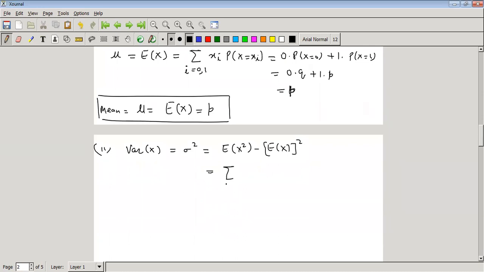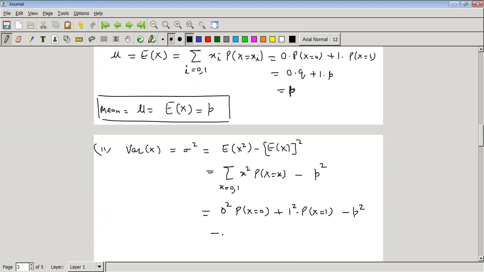So summation x equal to 0, 1 of x square into probability of x equal to x, minus, we have already calculated that the expectation of x is p, so the square of expectation of x is p square. Now when we put x equal to 0, we get 0 square into probability of x equal to 0, plus 1 square into probability of x equal to 1, minus p square.